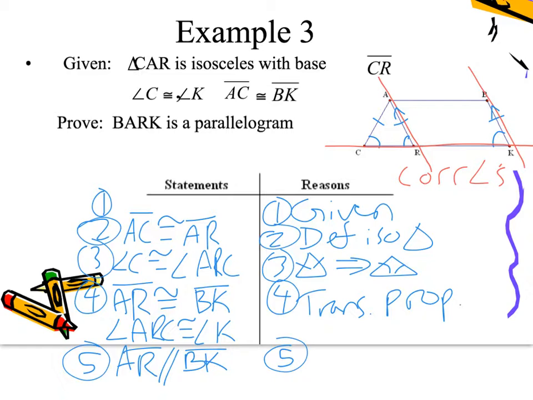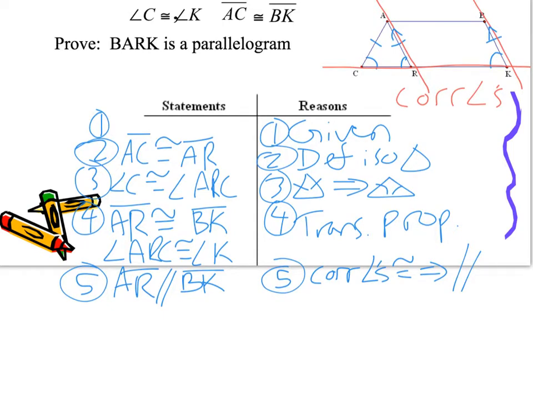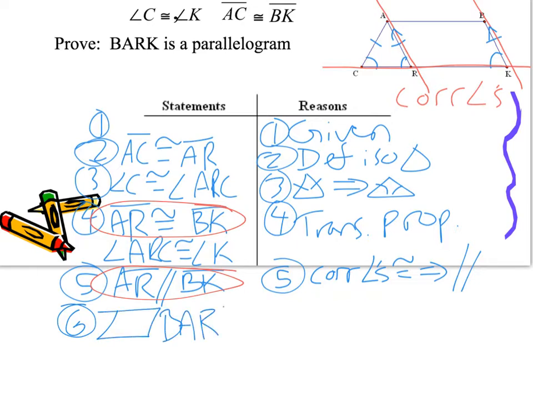And that is because corresponding angles congruent, then parallel lines. Yeah. And I've got, let's see here, one more step. I've got parallel lines, parallel opposite sides. I've got congruent opposite sides. Therefore, I have parallelogram BARK, or BARK is a parallelogram.